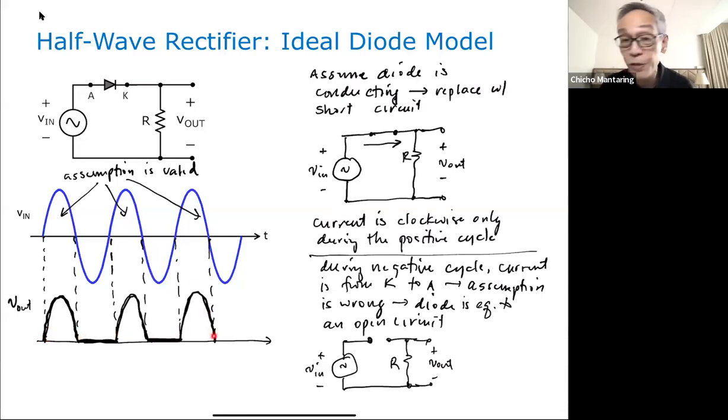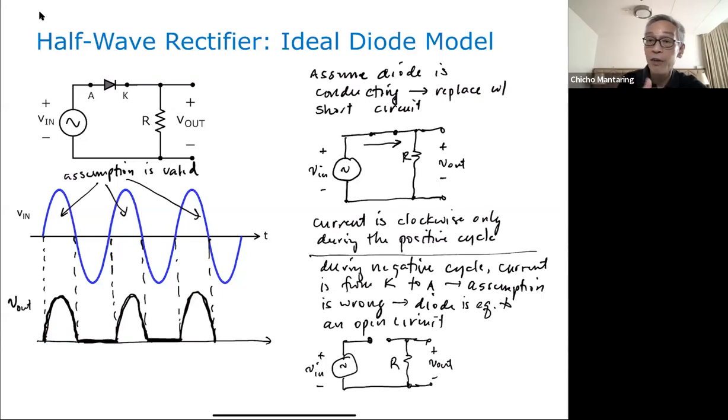Naalala niyo yung definition ng DC? Yung technical definition ng DC. DC means that current only flows in one direction. It can change magnitude. No? In this case, voltage. Ano? Voltage is only one polarity. It can change magnitude, but as long as it is only positive, that is still DC. No? Yun yung technical definition ng DC.